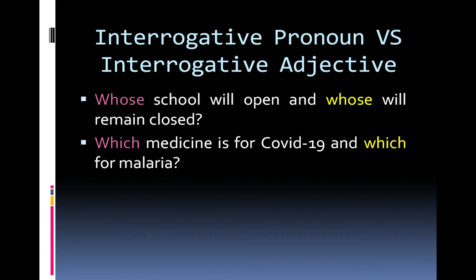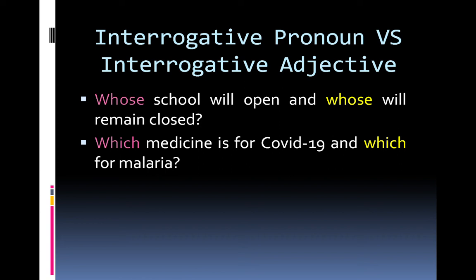When you replace it with another word by making a simple answer to this question, you'll have to use an adjective, not a noun in place of which. Which medicine is for COVID-19? This medicine is for COVID-19, or that medicine is for COVID-19. This and that in these examples are not nouns. They are demonstrative adjectives. So it proves that which in this phrase, which medicine, has been used in place of an adjective, not in place of a noun. That's why calling it an interrogative pronoun in this example, which medicine, will be technically wrong.